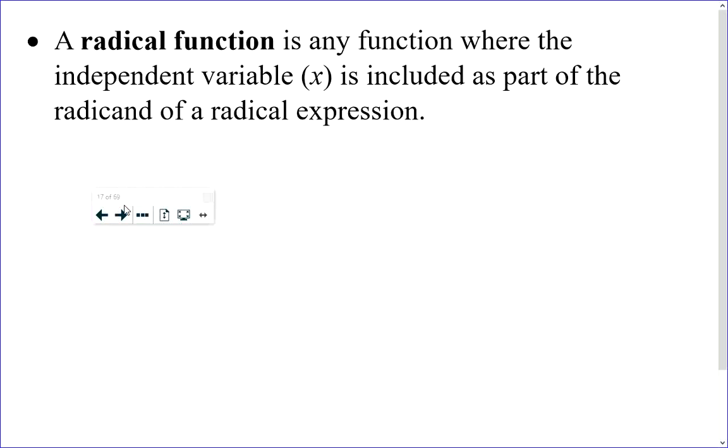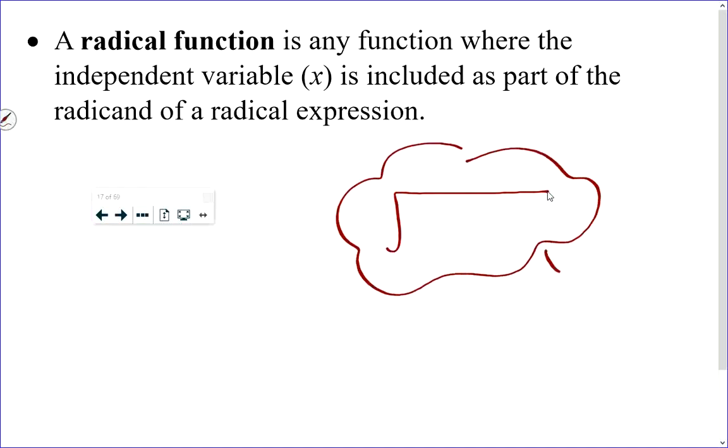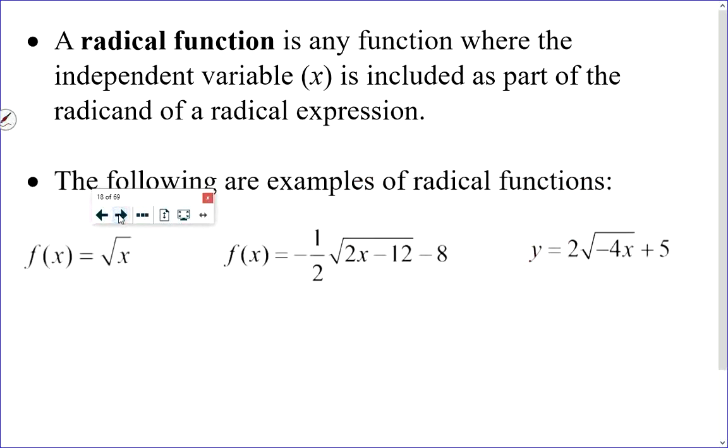I will remind you of something, that this whole thing is a radical, but what's under the radical sign is called a radicand. The radicand is the argument of a radical expression. What I'm telling you is a radical function is a function where x can be found under the radical sign. Okay, it's part of the radicand. So these are examples of radical functions.